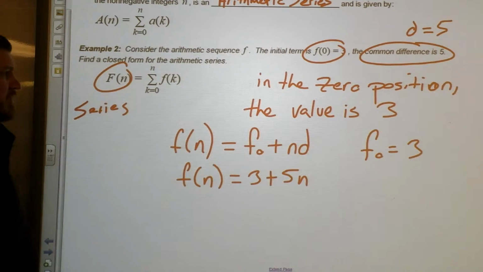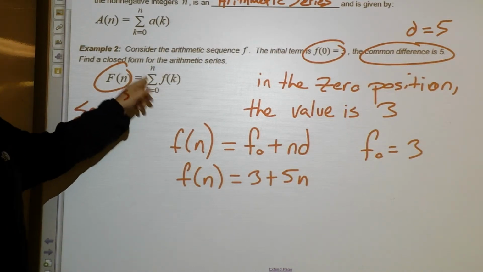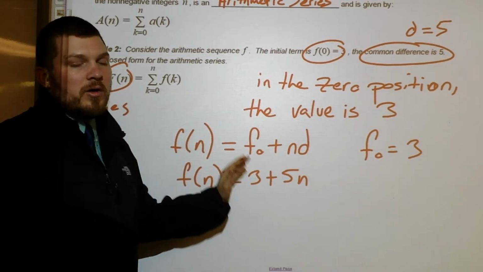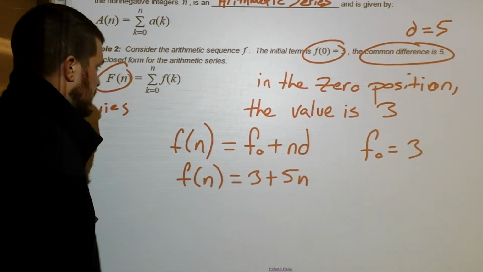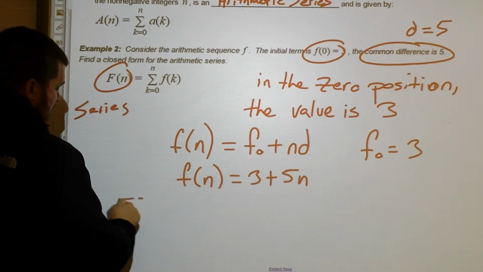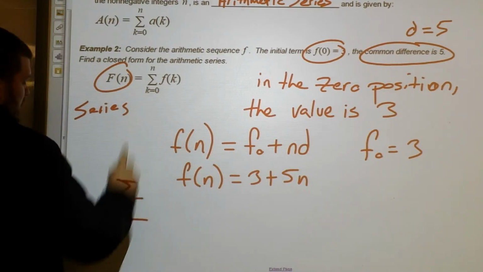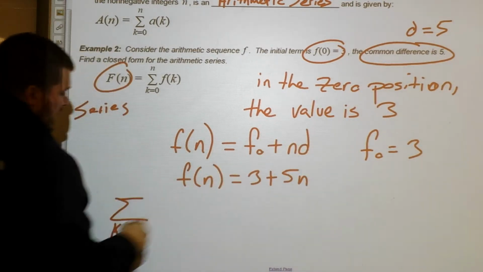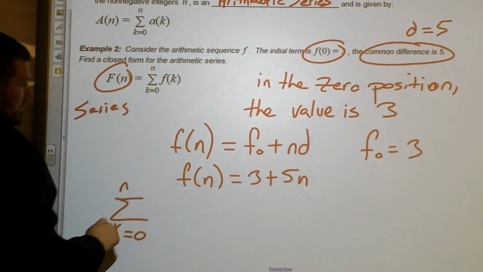And anytime you're looking for a series, that just means you're going to have sigma notation, because remember, a series is simply adding up all the values in your sequence. So we're going to start with sigma notation, starting in the 0 position, which makes sense because we started in the 0 position to make our sequence, going to n.